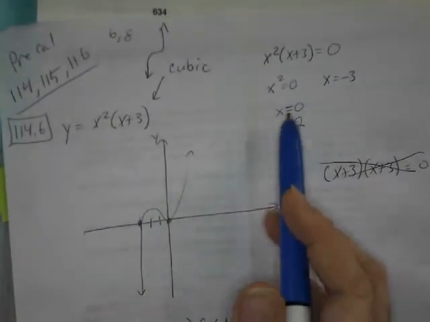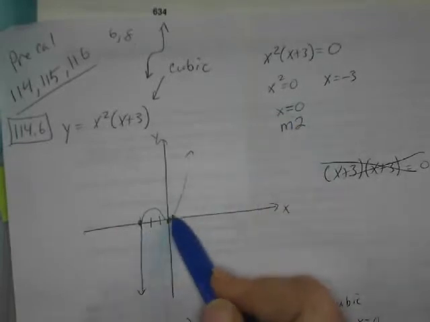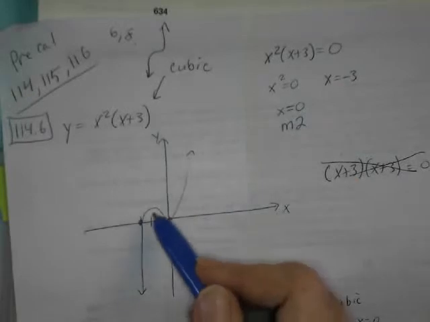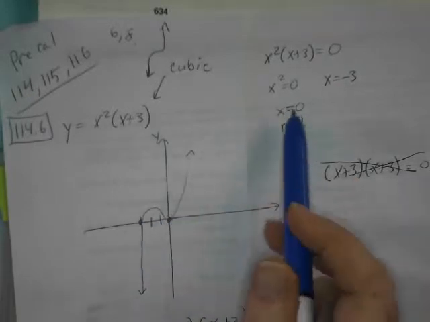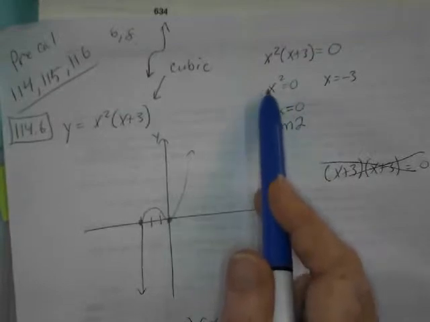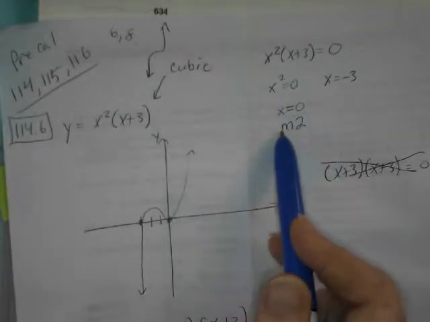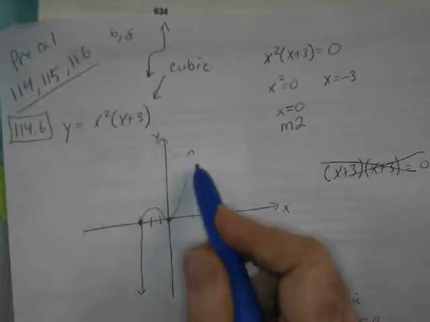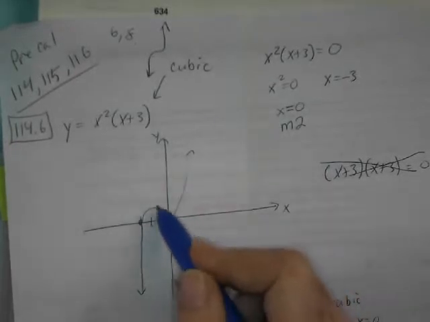Okay, so I know it's going to intersect. It's not really going to intersect, it's just going to bump it at 0, and it's going to intersect at negative 3. Why is it going to bump it at 0? Because there are two factors. This is x times x, so it has a multiplicity of 2. That's an even multiplicity. And then I just fake it.